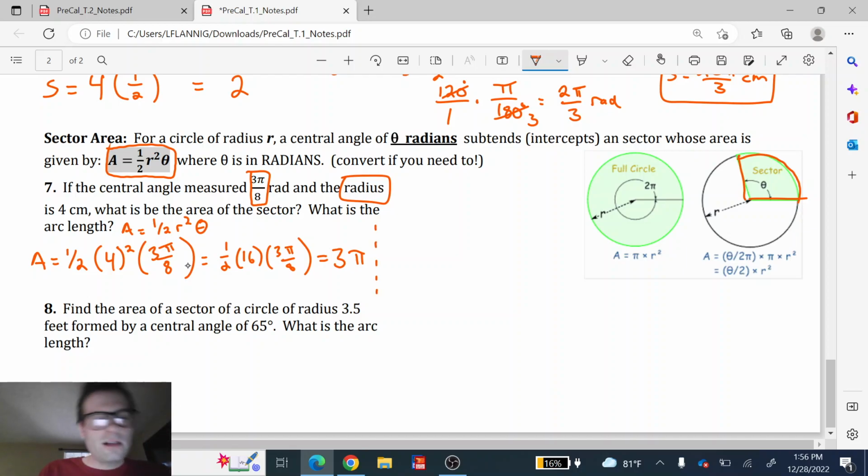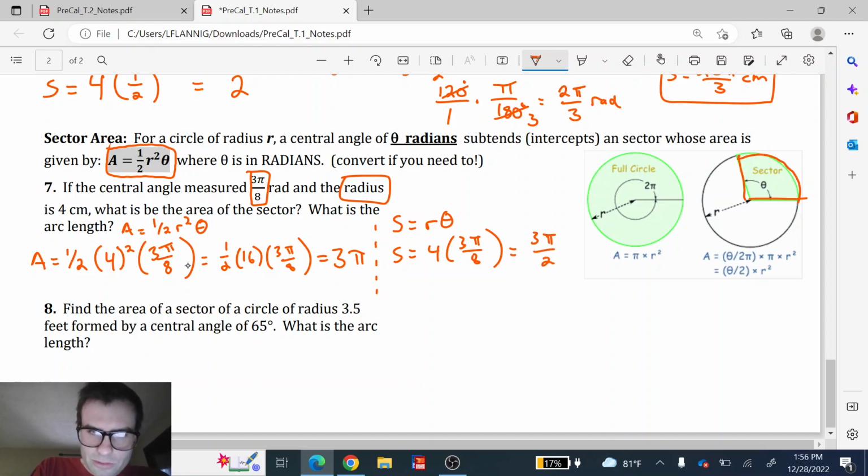So that's the area of the sector, but we also want to find the arc length of the sector. And again, we can just use the formula that we already know, which is S equals r theta. We know the radius already. The radius ended up being 4, and theta was 3 pi over 8. We can just multiply that and get 3 pi over 2. So you have 3 pi and 3 pi over 2. Remember, these are in centimeters, so you will want to say centimeters. Centimeters squared for this one, and just centimeters for this one.